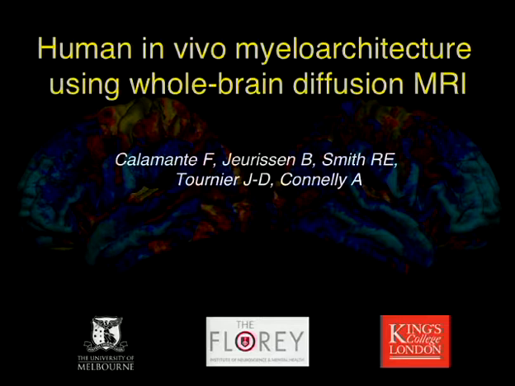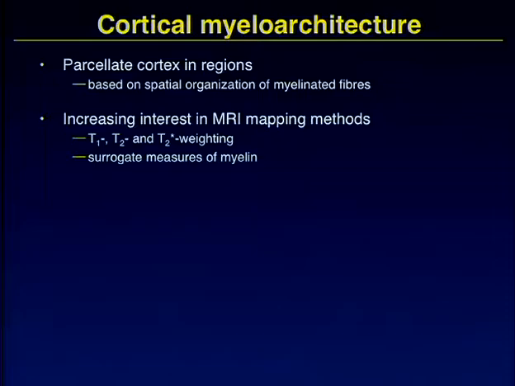So I'm going to be talking about a new approach we have to measure myeloarchitecture in the human brain. One of the ideas of cortical myeloarchitecture is to parcellate the cortex in regions based on the spatial organization of myelinated fibers. And this has received huge interest in recent years in MRI, and there have been many methods using more conventional approaches like T1, T2, and T2 star weighted imaging, typical parameters from MRI. And they tend to be used as a surrogate marker or marker of myelin.